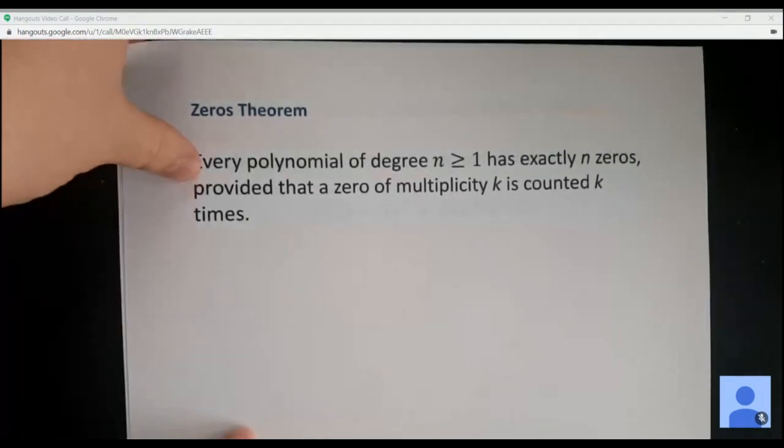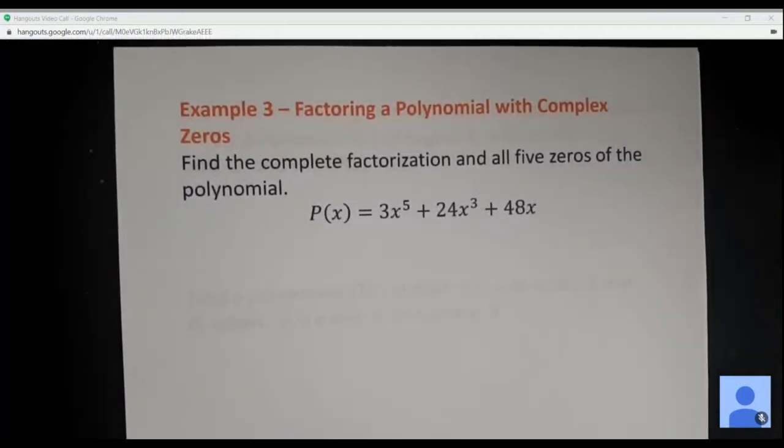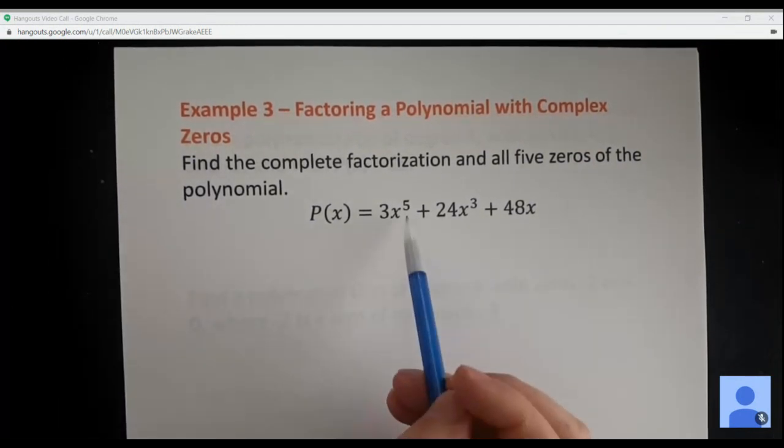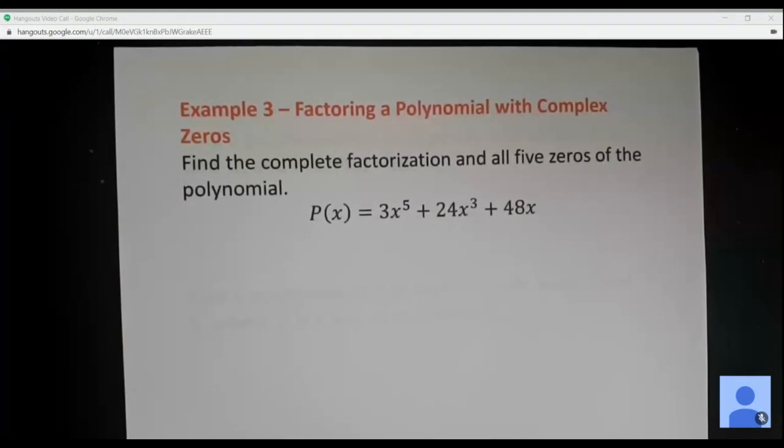Again, I'm not going to take a ton of time on these types of slides because I know they are provided. You can go back and look at them if you need to. So let's focus on the example here. We want to find the complete factorization and all 5 zeros of this polynomial. Okay, if we take a look at this one, what do you think we're going to do first?